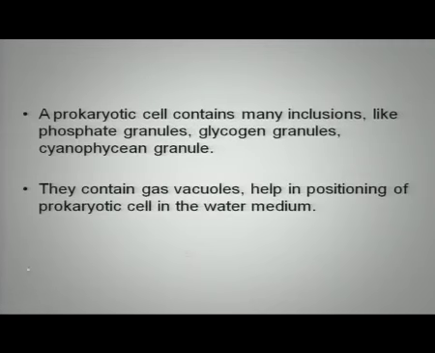A prokaryotic cell contains many inclusions like phosphate granules, glycogen granules, cyanophycean granules. They contain gas vacuoles which help in positioning the prokaryotic cell in the water medium by giving buoyancy.